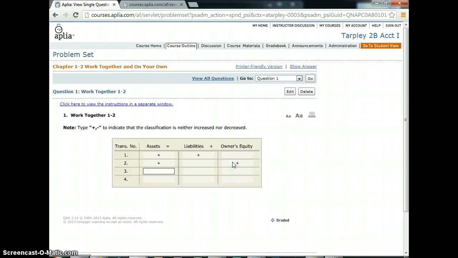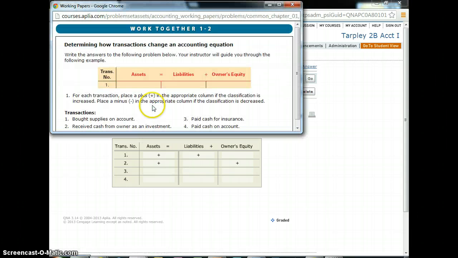Now notice, this is just like the transactions we did. The only difference is there are no dollar amounts here. The dollar amounts don't even matter. All I'm looking at is keeping the equation in balance.